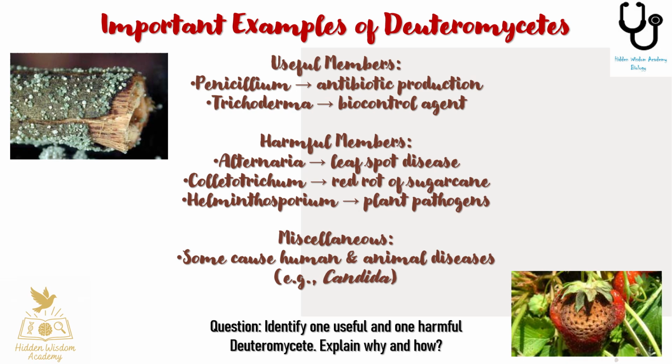Now, let's look at some important examples of Deuteromycetes, which include Penicillium, which is used in the production of antibiotics, and Trichoderma, a useful biocontrol agent. Harmful members include Alternaria, which causes leaf spot, Colletotrichum responsible for red rot of sugarcane, and Helminthosporium that infects crops. Some species, like Candida, can also cause diseases in humans.